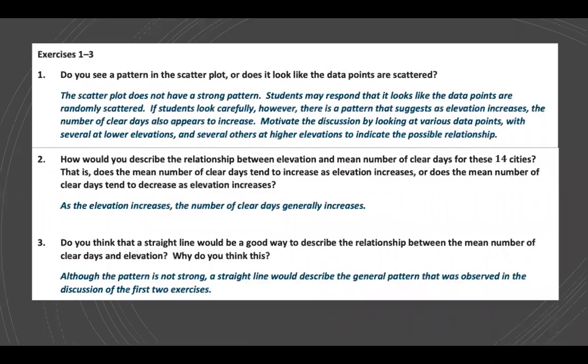And if we think about that, so again, do we see a pattern? It doesn't have a strong pattern, but there's definitely a pattern. The data does look somewhat scattered, but generally moving from left to right, it is increasing. And that also goes to explain number 2 here. As the elevation increases, the number of clear days generally increases.